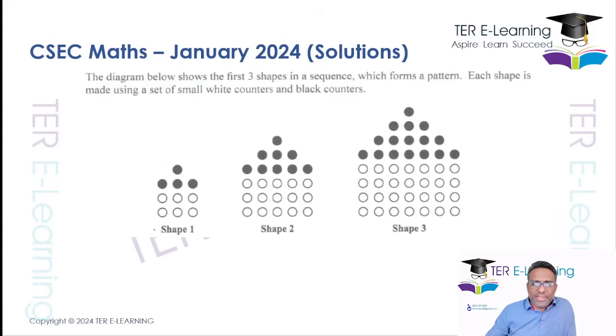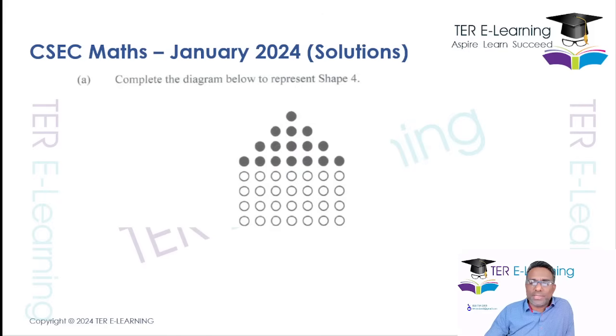Right, so if we study this pattern here, what you're going to notice is that as you jump from the first shape to the second shape, you've added another row of black counters here, and at the same time you've added a row of white as well. When we jump to the next one here, have we done that? Yes, we've added a next row here, and you've also added another row of white counters.